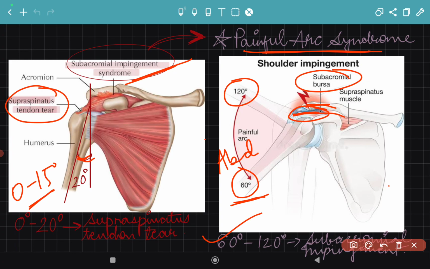So we now come to know how to distinguish between the painful arc syndrome, the shoulder impingement, subacromial impingement syndrome, which is between 60 to 120 degrees of shoulder abduction, and how to distinguish it from supraspinatus tear. So this was about the supraspinatus muscle along with its origin, insertion, nerve supply, and its action, which is very important to understand, and the clinical aspect involving the impingement syndrome or the supraspinatus tear.